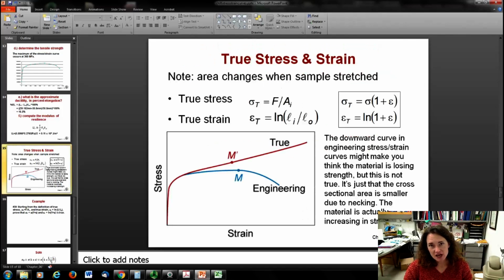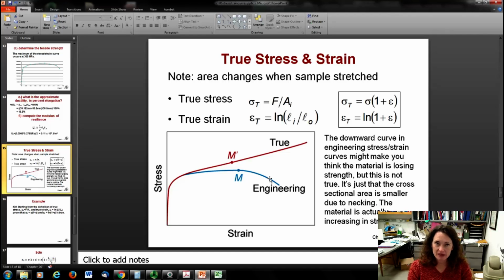Now, oftentimes we'll differentiate between the stress strain as plotted on an engineering stress strain curve in the blue here, like I've been talking about for a while, and we'll contrast that to the so-called true stress and true strain curve that's generated. The idea here is that if you looked at this engineering curve in blue, it's got a downward trend at the end near fracture. Well, that downward curve might make you think that the material is actually losing strength, right? That it's not as able to withstand the stress. But that's just not true.